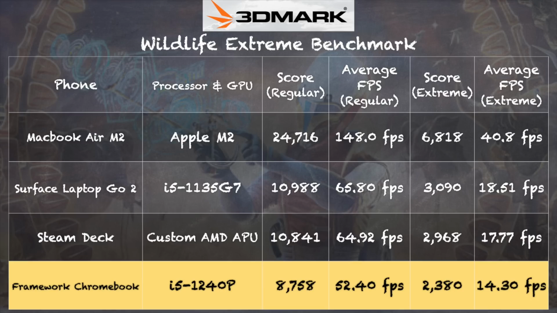And on the 3D Mark Wildlife benchmark test, we got a score of 8,758 on the regular version of that test and 2,380 on the extreme version. So this performs a little under what you'd get out of a Steam Deck, but it is pretty capable, I think. Although the Surface Laptop Go 2 that has an 11th generation Intel chip did do a little better on that test. However, I was not able to run the PC version of 3D Mark on Steam here because it wasn't compatible. I had to run the Android version.